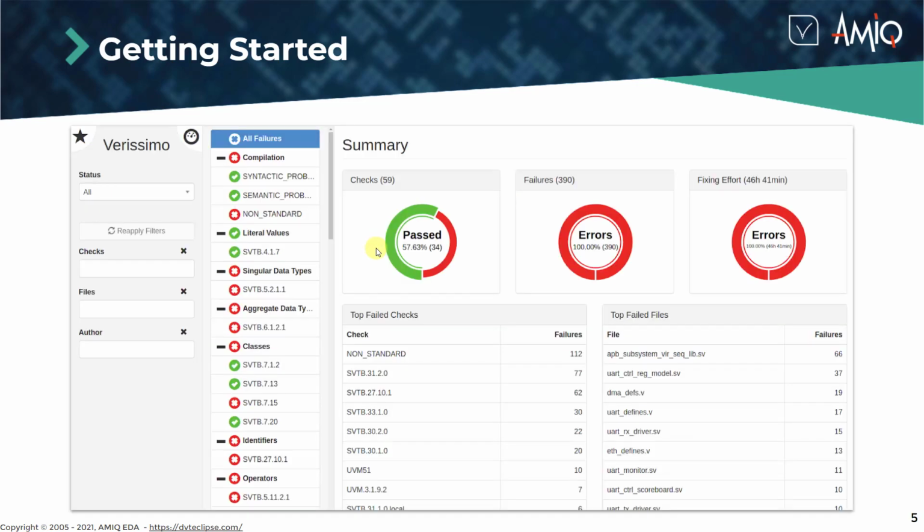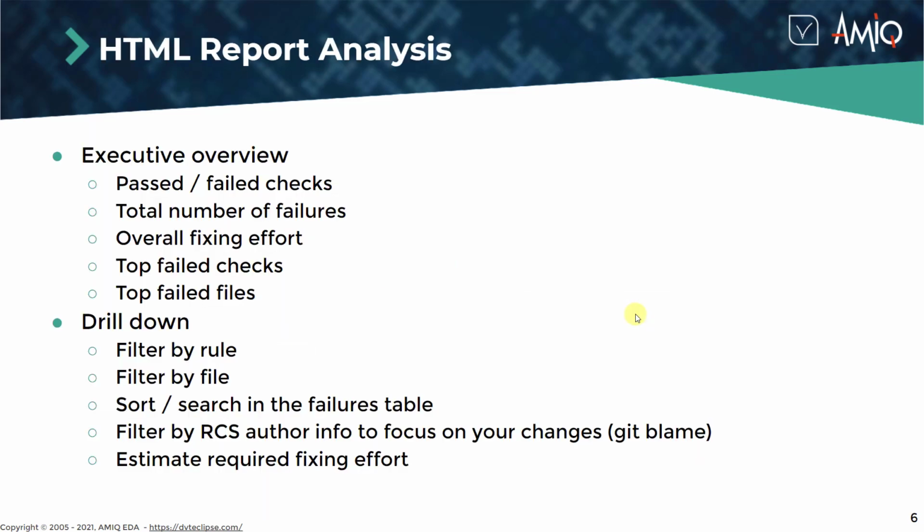Here you can see an example of the generated HTML report dashboard. On the left side you have a filters panel, then a table with all the rules and their status, and an executive summary on the right side, where you can see the total number of checks, how many have passed or failed, the total number of failures, and total fixing effort. Below you have some tables with top statistics, such as top failed checks and top failed files. Then you can drill down by filtering, sorting, searching, and so on.